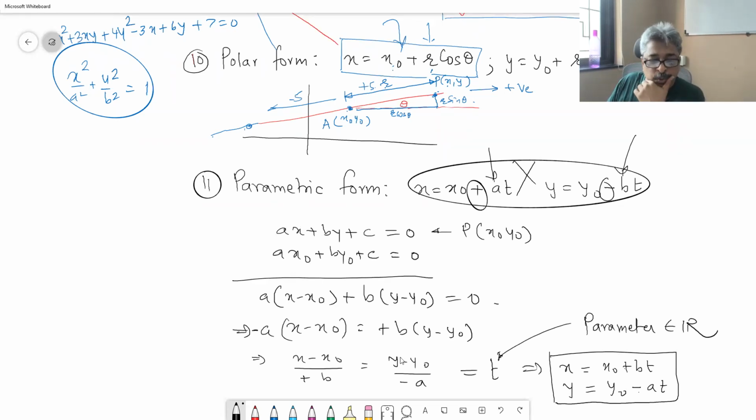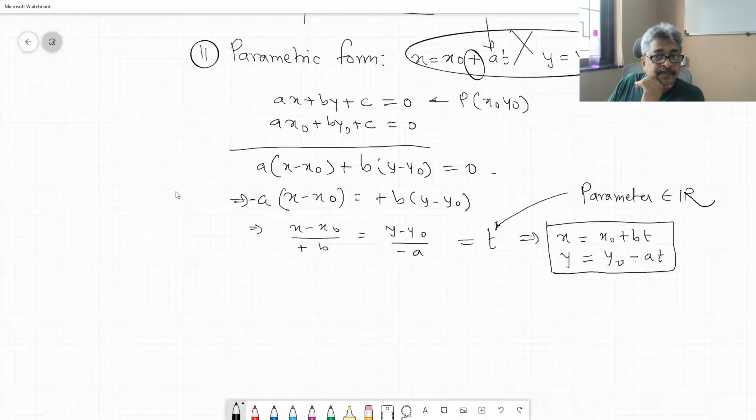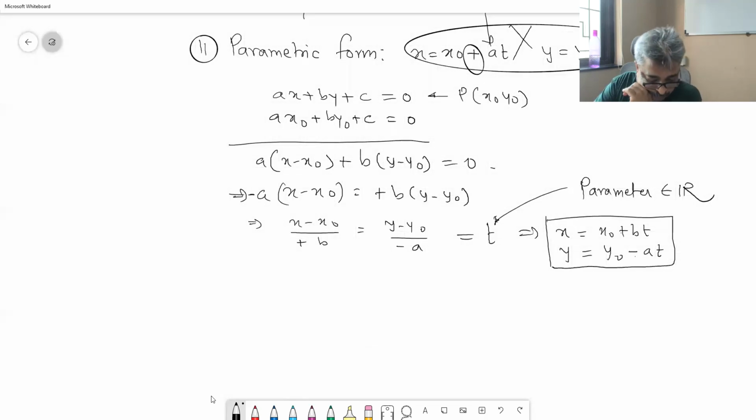This also is a very useful form of equation of a line. Okay, 12, distance formula.